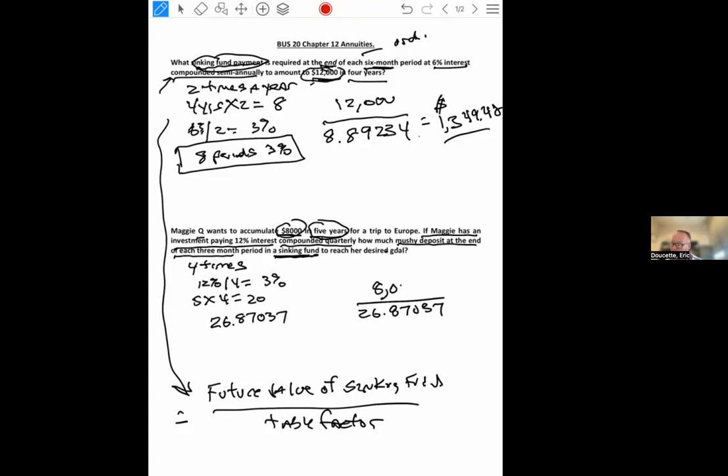And it's going to give me a total of $297.73. So in order to utilize this sinking fund, she needs to deposit $297.73 at the end of every 3 months at 12% interest for 5 years, and she will have, when it's all said and done, the $8,000 that she desires to have. So that's doing sinking funds. Those are fairly simple compared to the other.